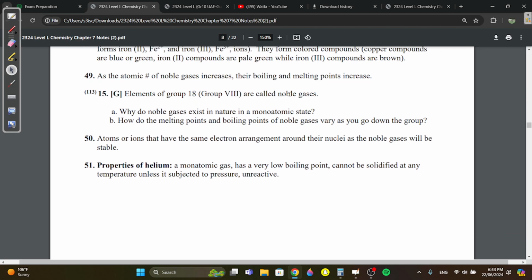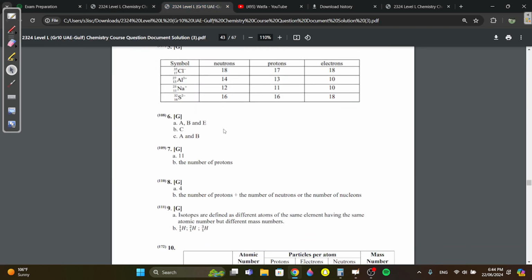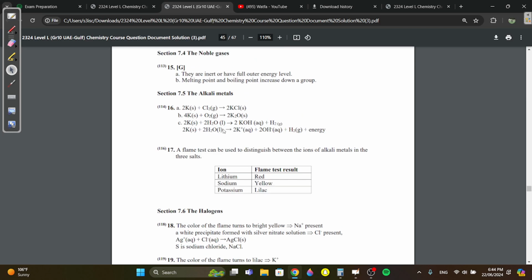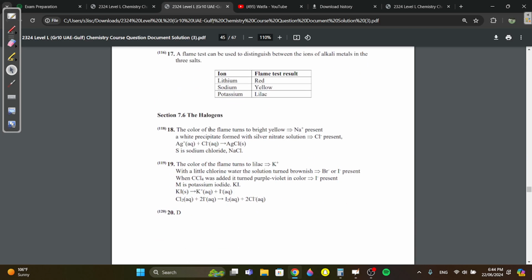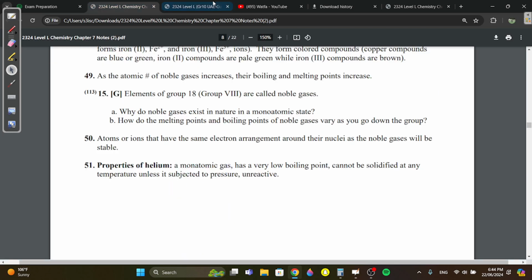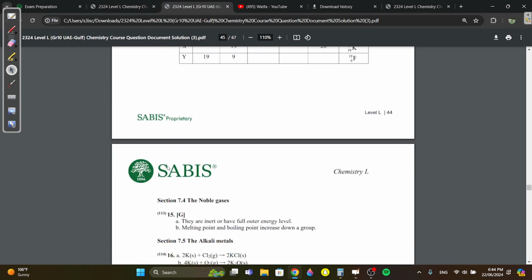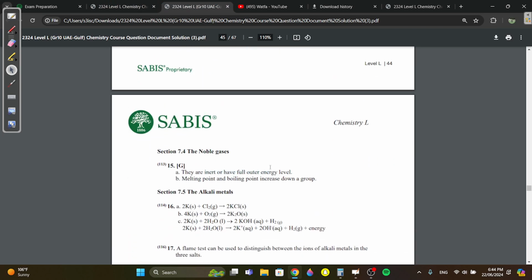Question 15. Elements of group 18 are called noble gases. Why do noble gases exist in nature in a monoatomic state? Because they don't react, right? We know they're stable. How do the melting points and boiling points vary as you go down the group? We know as you go down the group, the melting and boiling points increase. Let me double check. Yeah. For the first, they are inert, or yeah, they are stable. Okay. And we said they increase down.